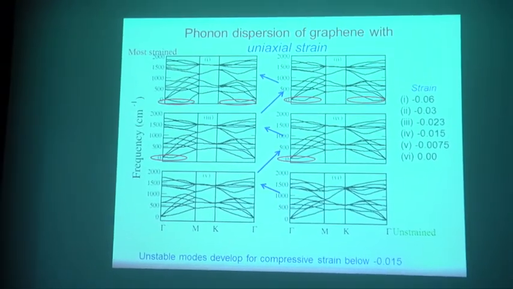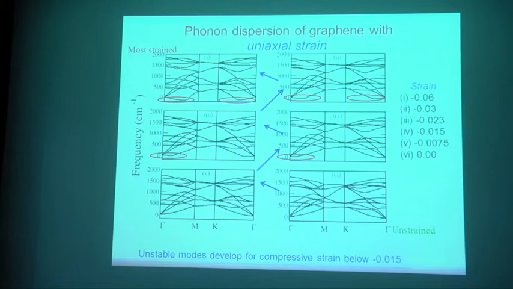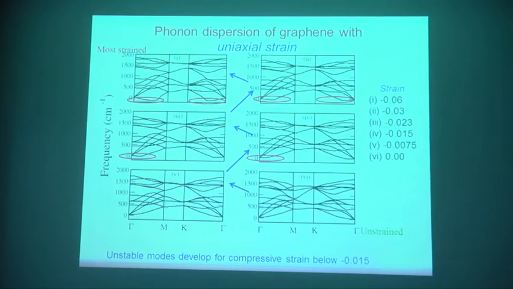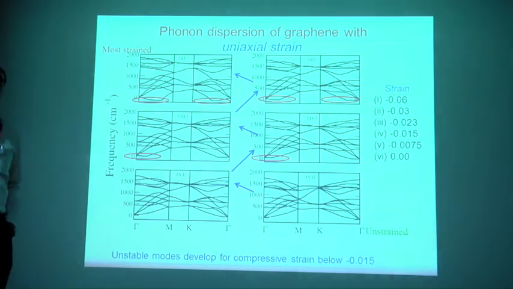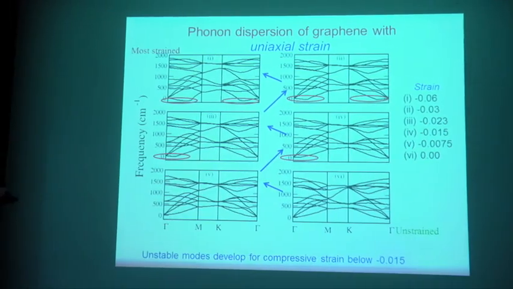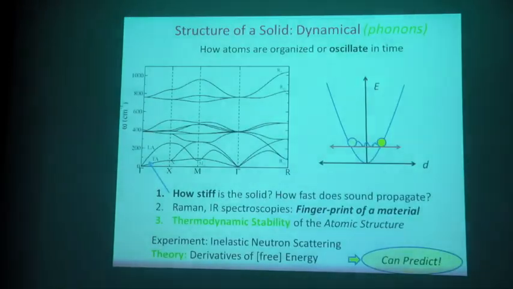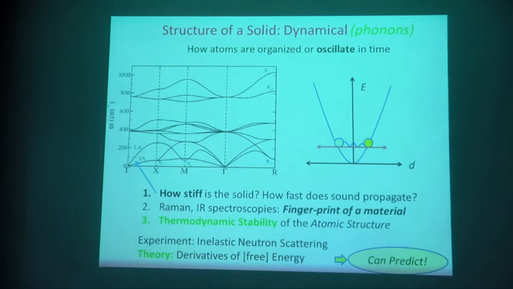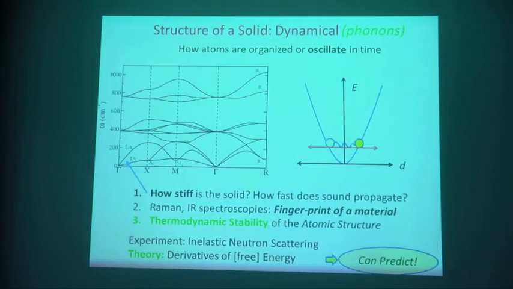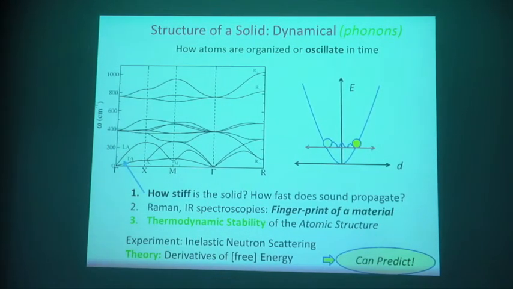Yes, one can just calculate the vibrational energy and add it. Sorry? Vibrational energy can be calculated and added to the static energy. Yes, that is called the zero point energy. I will come to those things in the next part. So at zero temperature, that is called the zero point energy, but the same expression applies to finite temperature, so you can get free energy also.